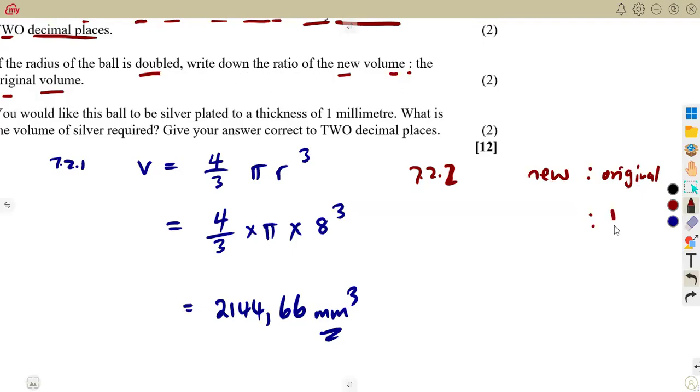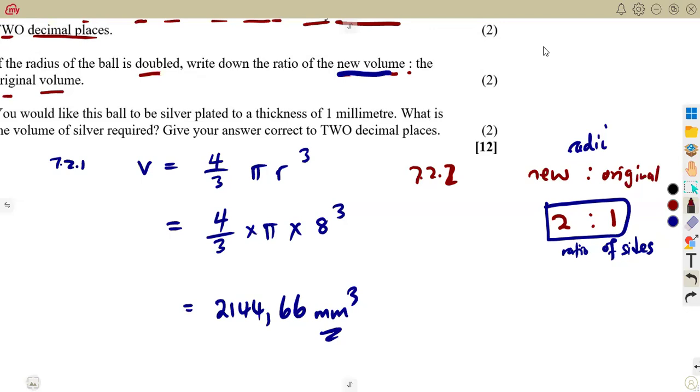if the original is 1, then you double it. To double means times 2. You multiply it by 2. You have the new one. This here represents the ratio of what? This is the ratio of sides, which is the ratio of the radius. We're considering the radii. These are sides. The question is not asking you about that. It is asking you about the volume, the ratio of the new volume.